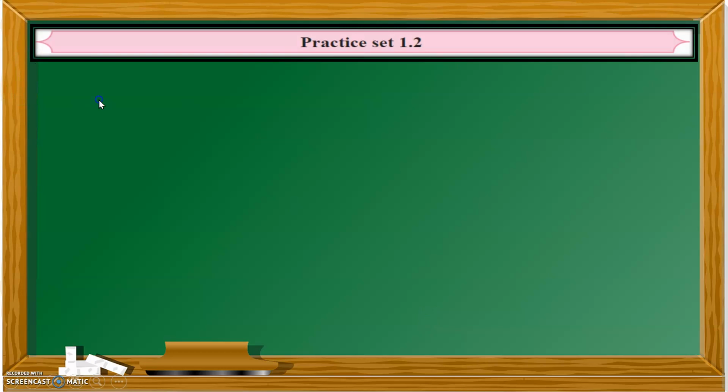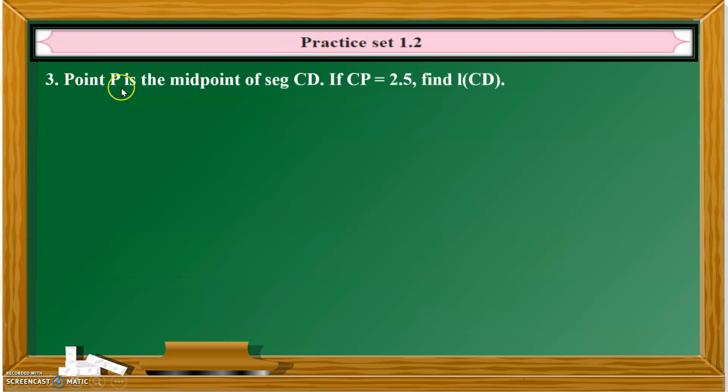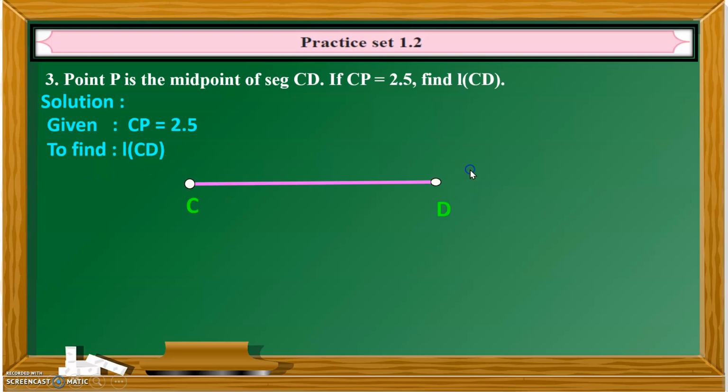In the next question, we have point P is the midpoint of seg CD. If CP is equal to 2.5, find length CD. Okay. So the solution starts in the same manner. First we have to write given, that is CP equal to 2.5 to find length CD. Okay. After this we have the figure CD. The point P is the midpoint of CD, and here what is given? CP is equal to 2.5.